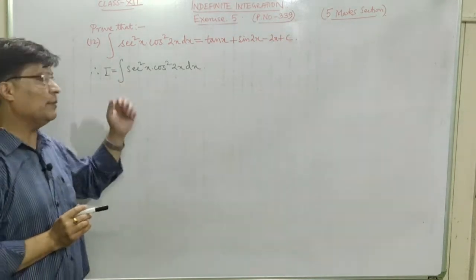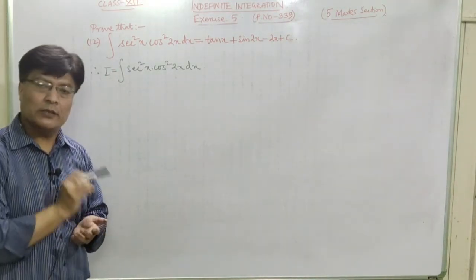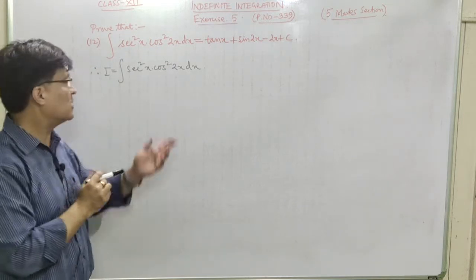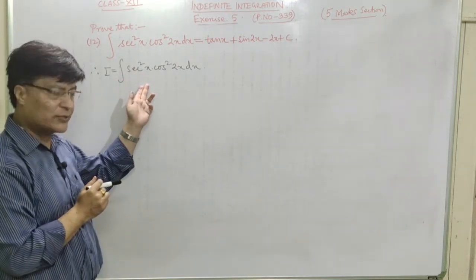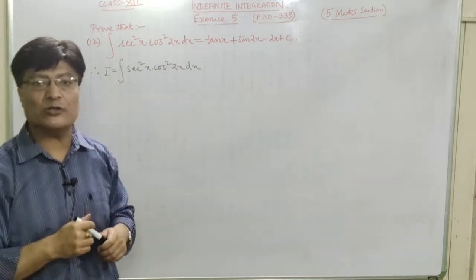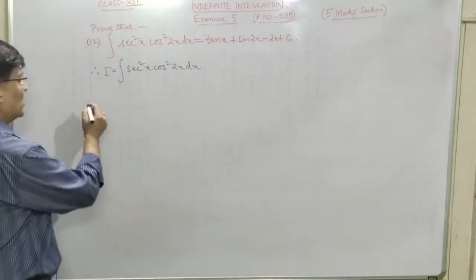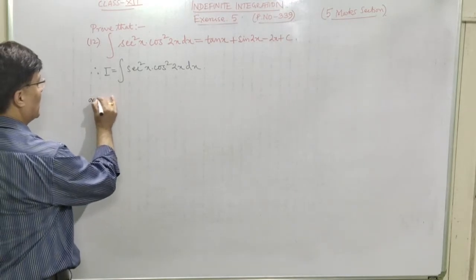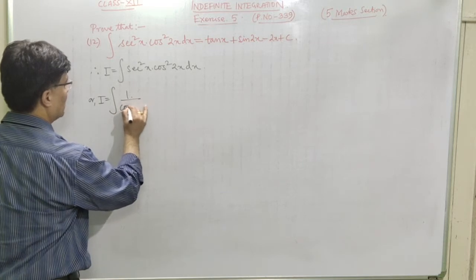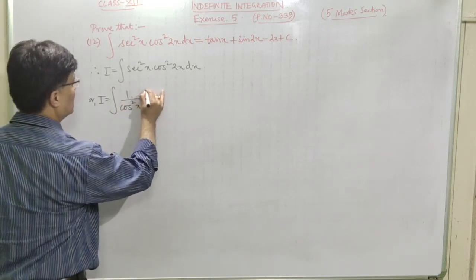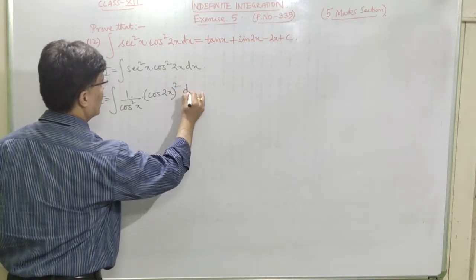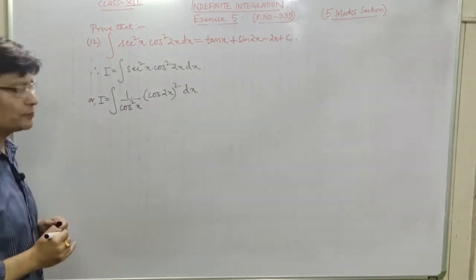Okay, we have to simplify this. So sec square x we write as 1 by cos square x, and since this is written in terms of cos x, you should write down this cos 2x whole square in terms of cos x. Okay, so let us simplify it. I is equal to integration of 1 by cos square x into cos 2x whole square then dx.